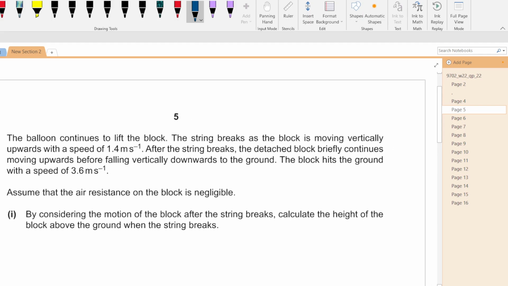I am now at part C. The balloon continues to lift the block, and the string breaks as the block is moving vertically upward with speed of 1.4 meter per second. After the string breaks, the detached block continues moving upward before falling vertically downwards to the ground. The block hits the ground with a speed of 3.6 meter per second. Assume that air resistance on the block is negligible. By considering the motion of the block after the string breaks, calculate the height of the block above the ground when the string breaks.